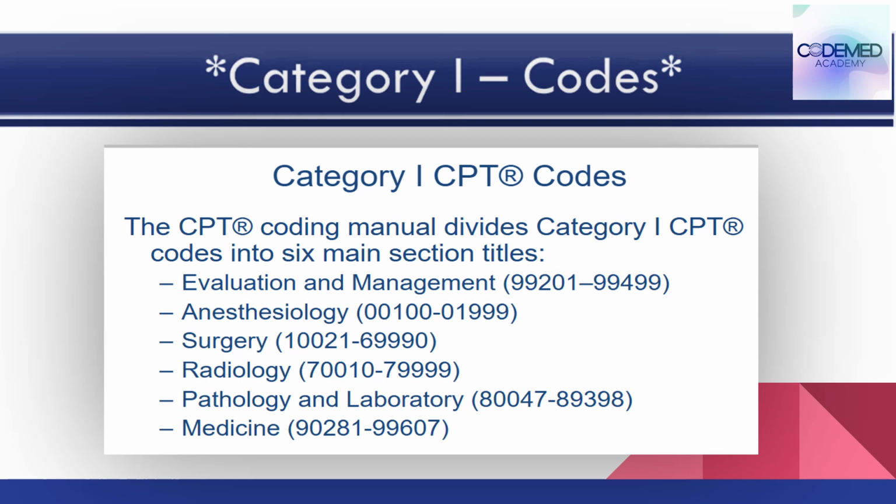Now let us understand the category 1 codes, which are your bread and butter. The category 1 codes are present in the CPT coding manuals, and they are divided into various categories. The 6 main sections for the category 1 codes are evaluation and management, anesthesiology, surgery, radiology, pathology and lab, and medicine. If you see in the bracket, there is a code range given, and that is applicable for that particular section.